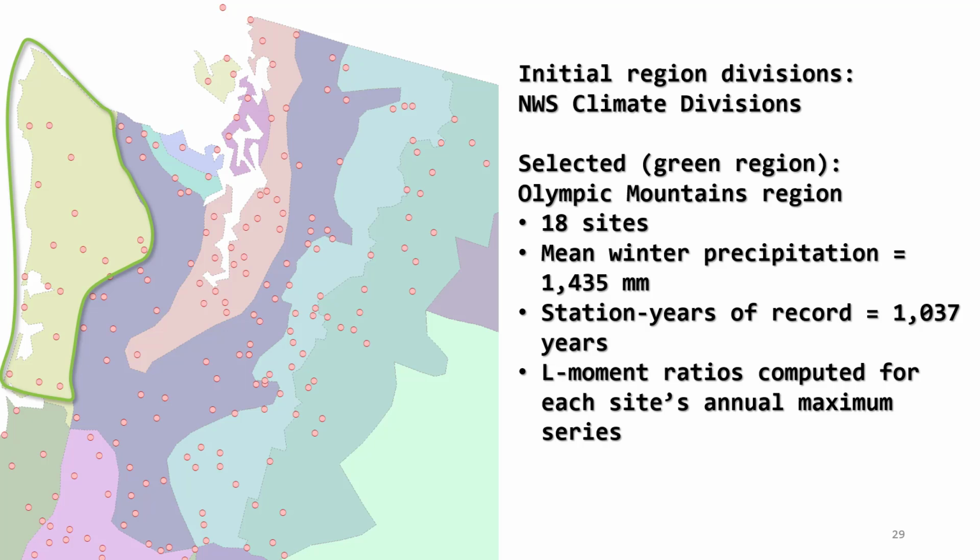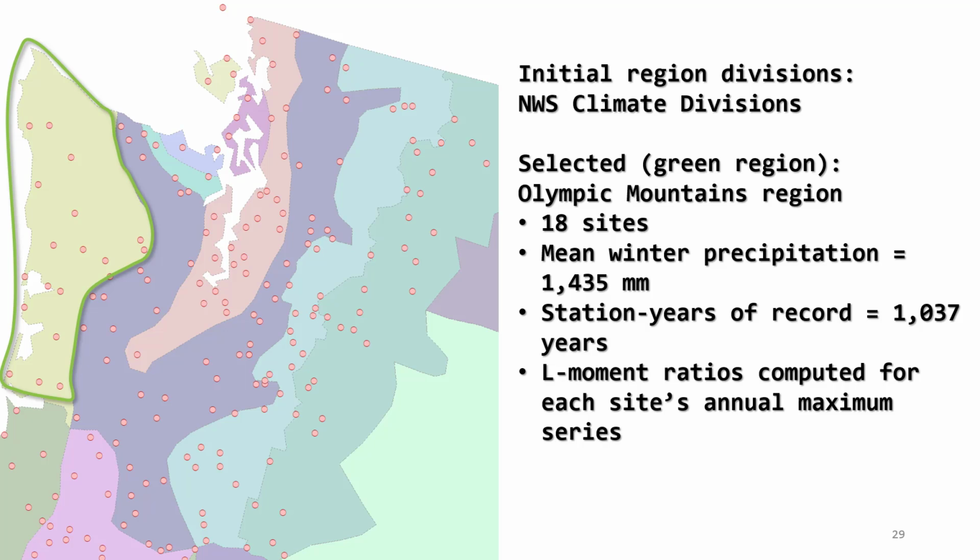Here is an example of a collection of sites shown on top of the National Weather Service climate divisions. If we were starting a frequency analysis in this area, we might start by grouping together the sites by climate division. The one on the far left in the west is the Olympic Mountains region, which contains 18 sites. The mean wintertime precipitation in this region is 1,435 millimeters, which is about 56.5 inches. Across these 18 sites, there is a total of 1,037 station years of record. That is, if you add up the record length for all of those stations, the value is over 1,000 observations.